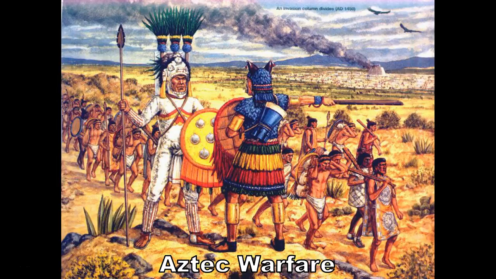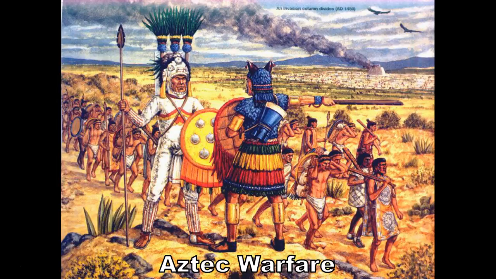These professional nobles would then conscript peasants and commoners from their domain in order to serve them as footmen in battle. And here we see a column of soldiers marching after defeating the enemy. We can see the temple and the city burning behind them.